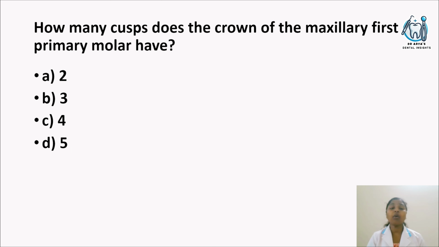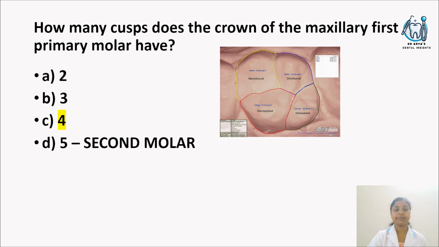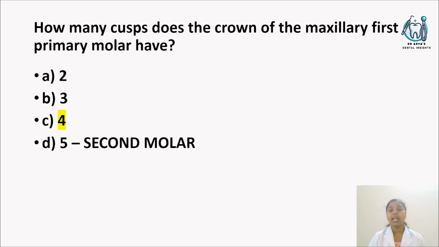So next question, how many cusps does the crown of maxillary first primary molar have? Is it 2, 3, 4 or 5? So for first primary molar and it is maxillary, the answer is 4 cusps for the maxillary first primary molar and 5 cusps for the second molar.